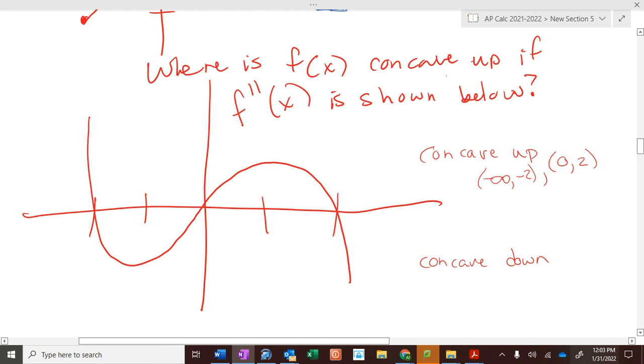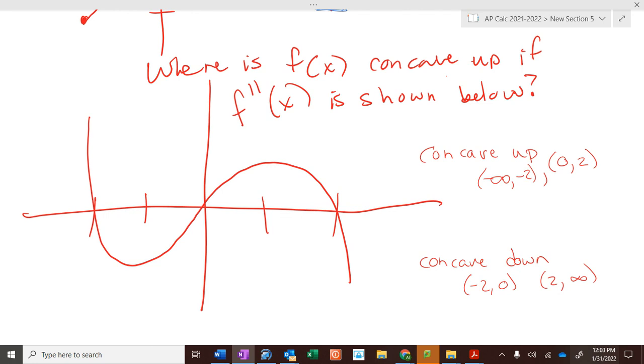Where is it concave down? Anywhere but negative 2 to 0. Negative 2 to 0 and 2 to infinity. How do you figure that out? I want you to explain how you figure that out. Nope, it's not the opposite. How did you figure it out?